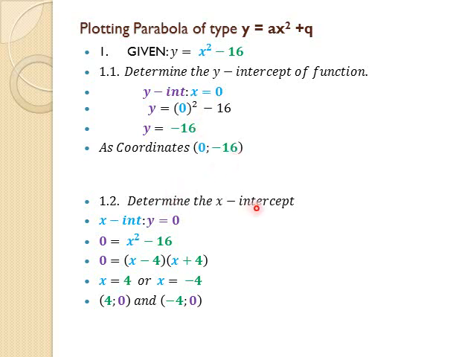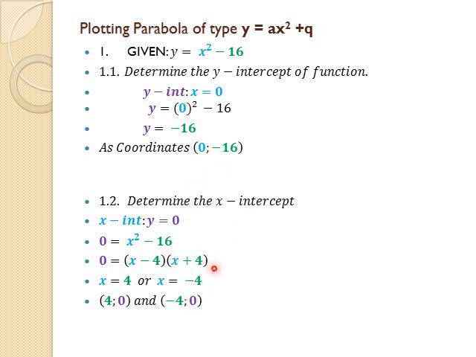Determine our x-intercept, so for the x-intercept, y equals 0, so 0 equals x squared minus 16. Difference of two squares, so x squared is x times x, 16 is 4 times 4, negative and positive. So that makes x equal 4 or x equal negative 4. So my coordinates are (4; 0) and (-4; 0).